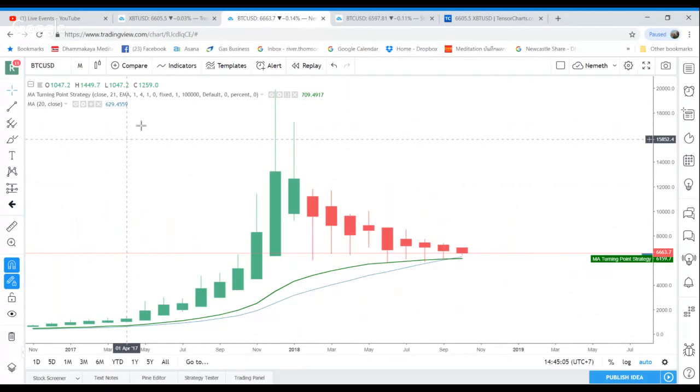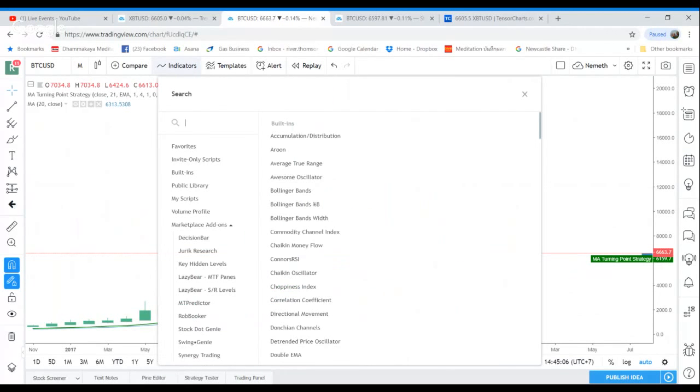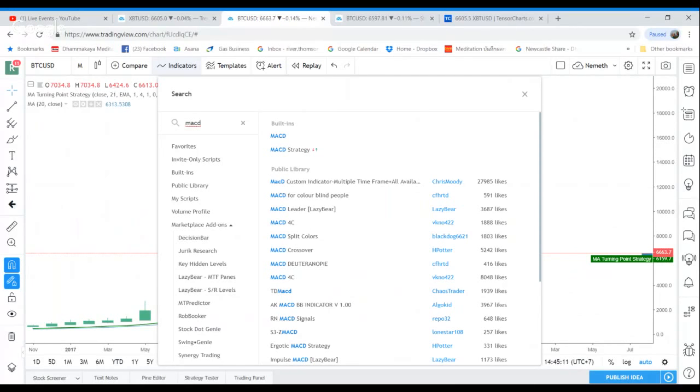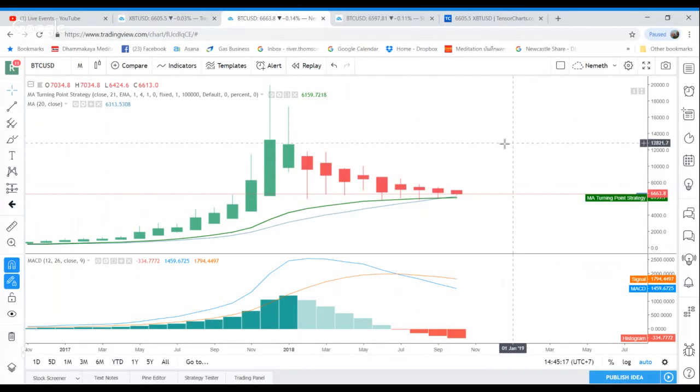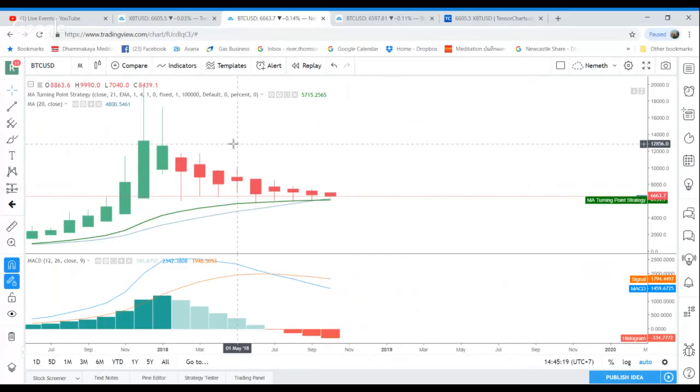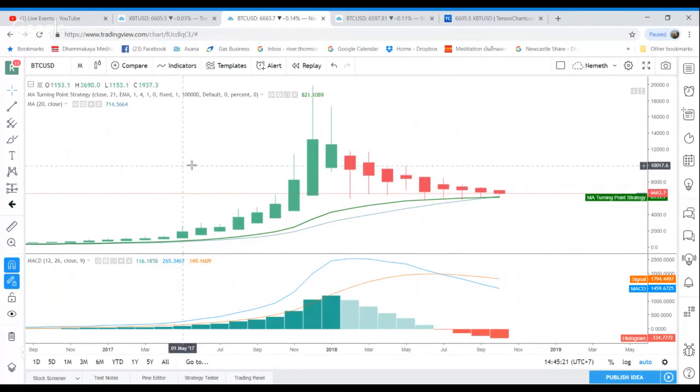But let's add a MACD, because he does use, as another part of his strategy, MACD and CCI. I'll just add the MACD for the moment. Yeah. See what I'm saying? It's not getting closer. It's getting further away. Okay.